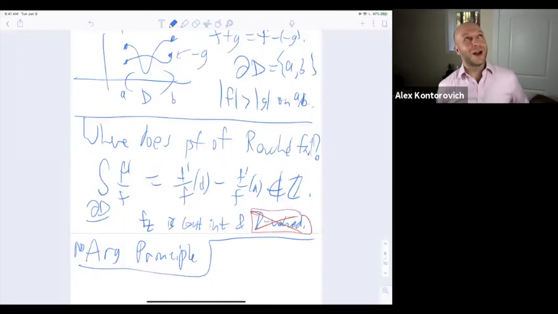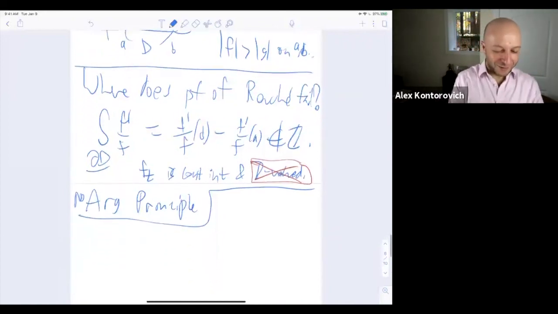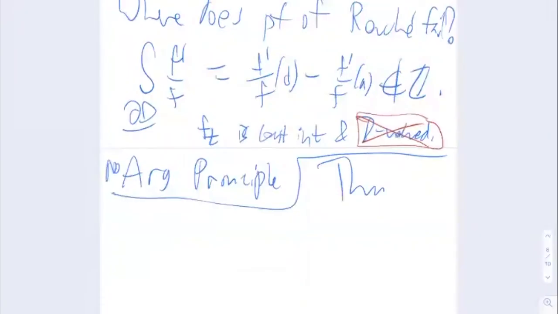Could you prove the maximum modulus principle directly and then from it derive the argument principle and Rouche with some other arguments? I would bet you could. They're all true, so it depends on how much arguing you allow. All right, so let's prove the theorem, the maximum modulus principle.